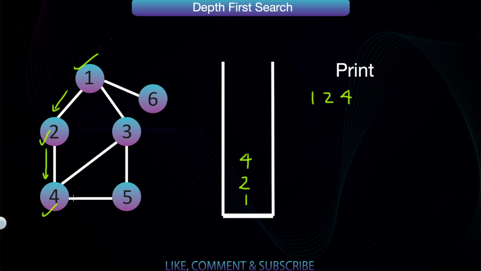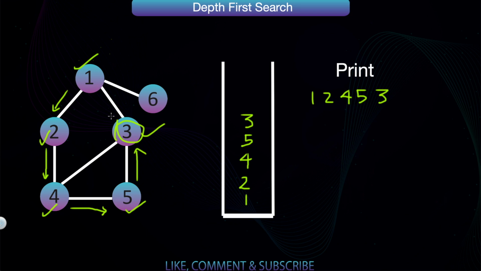Then we proceed to node 5. We put it in the stack, and we print it. Here we are traveling to all the neighbors of a particular node. Now we'll go to node 3. We will put it in the stack, and at 3 we can see that there is no neighbor which has not been visited.